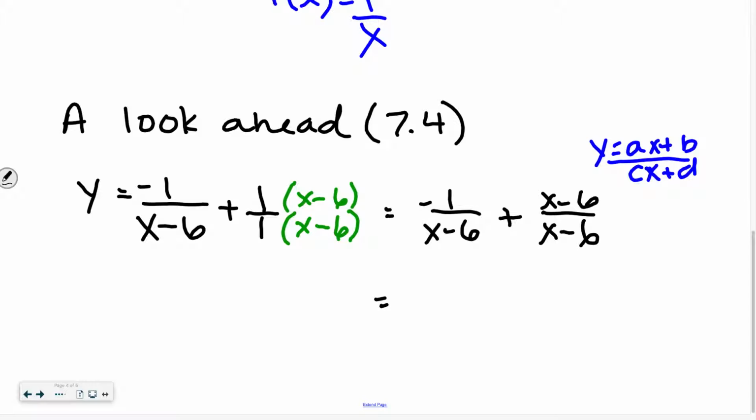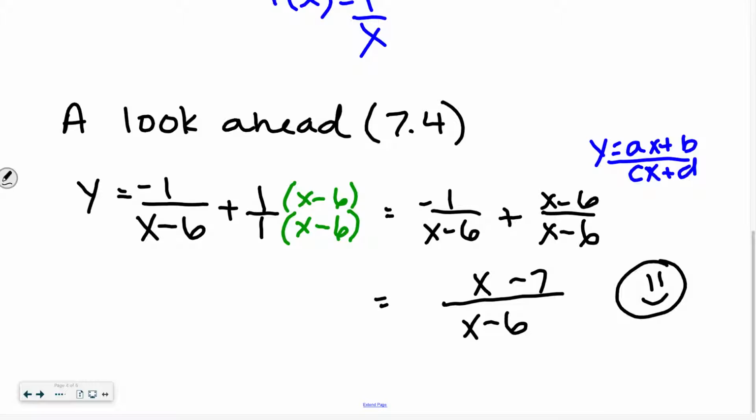If you have common denominators, you just keep your denominator and you add the stuff in the numerators, right? So negative 1 plus negative 6 is negative 7, and then I'll have an x, and that was our beginning problem. Wow. Oh, cool. I know how to do this.